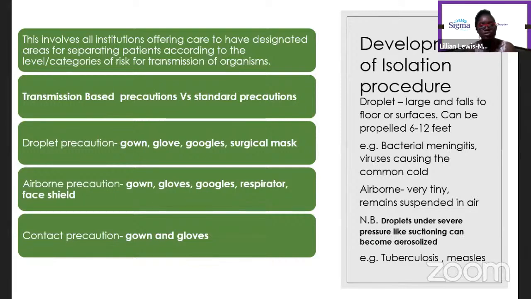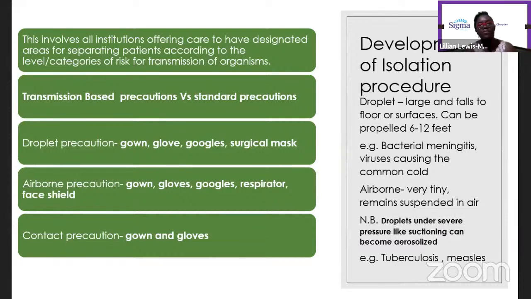So this involves all institutions offering care having a designated area for separating patients according to the level or categories of the risk for transmission of organisms. All right. So like I said, added to the standard precaution, there's also transmission-based precaution. All right.